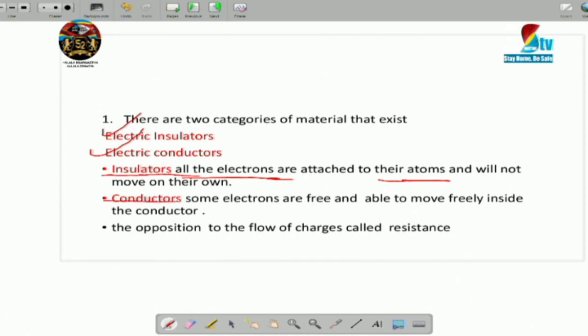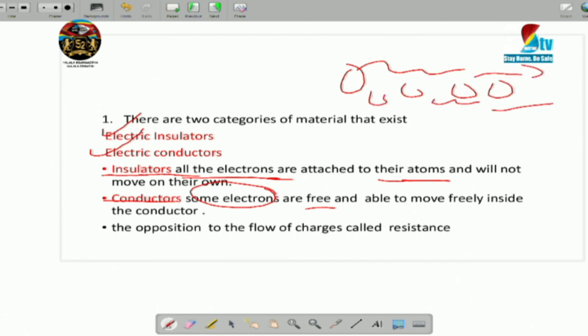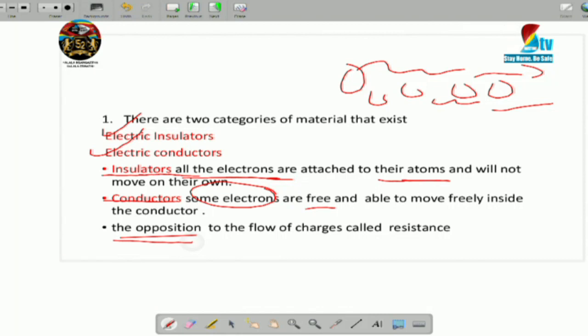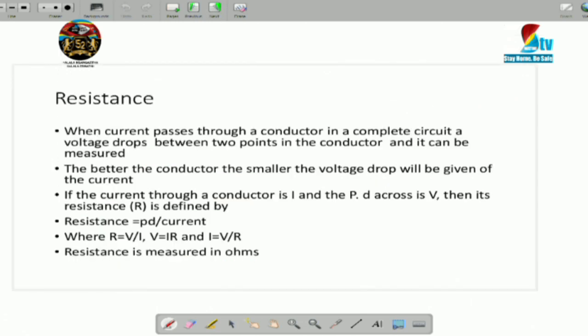But on the other side, in conductors, some electrons are free. Those free electrons are able to move freely inside the conductor. So if you have the atoms, the electrons are able to move freely through the conductor there. Now, as the electrons are moving, there's going to be an opposition to their motion. The opposition to the flow of the charge is called the resistance, which is what we're going to be discussing in detail today.